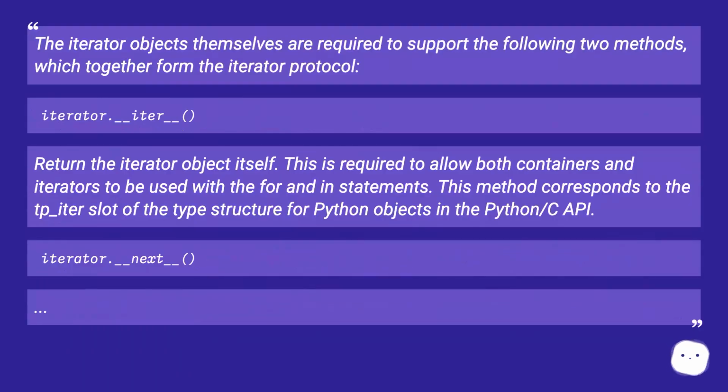The iterator objects themselves are required to support the following two methods, which together form the iterator protocol: iterator.__iter__, return the iterator object itself. This is required to allow both containers and iterators to be used with the for and in statements. This method corresponds to the tp_iter slot of the type structure for Python objects in the Python/C API. iterator.__next__.